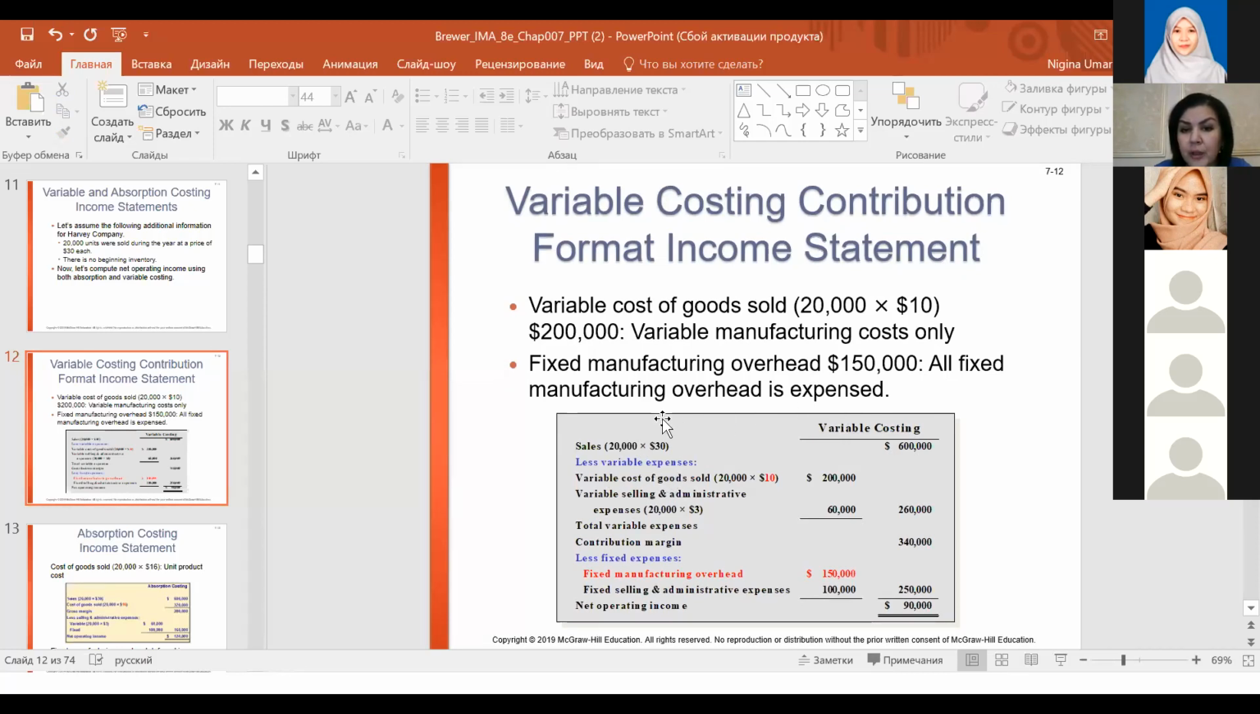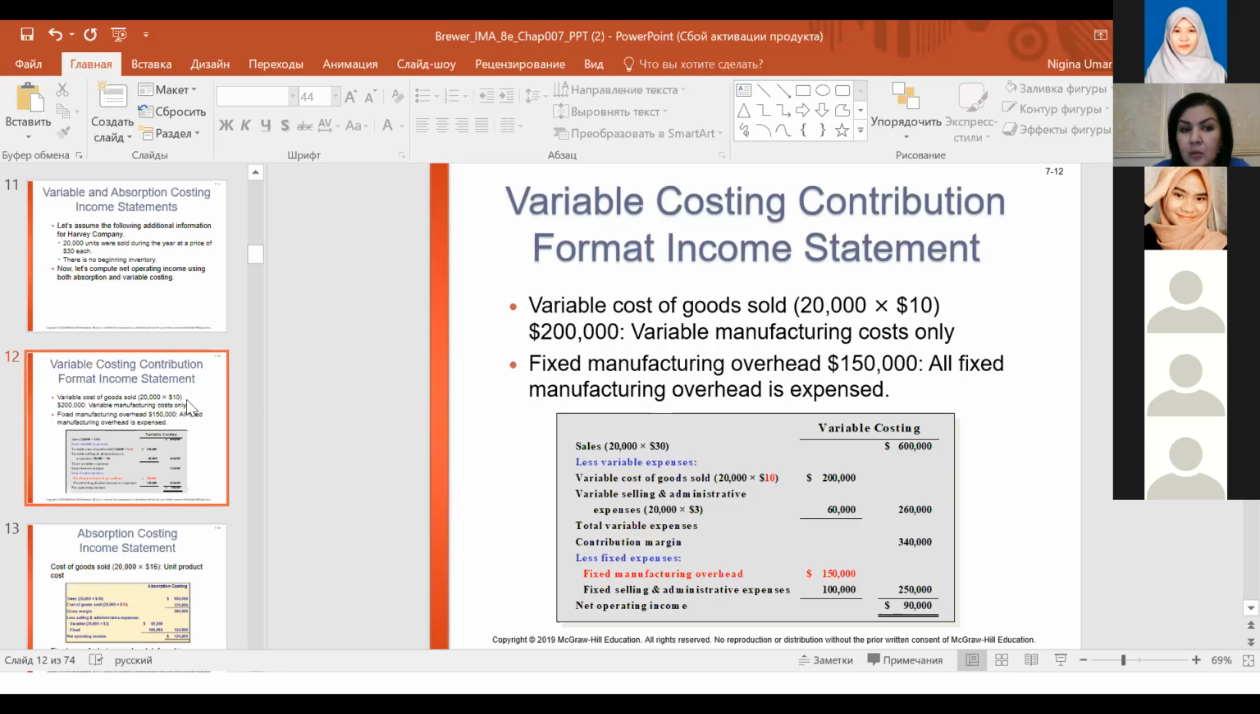Variable cost. So we are calculating under the variable costing method, the variable costing contribution format income statement. From sales revenue, we subtract all variable costs only. So we subtract what? Variable cost of goods sold. 20,000 we multiply by 10. Why is it 10? This is the unit product cost, the cost per unit.